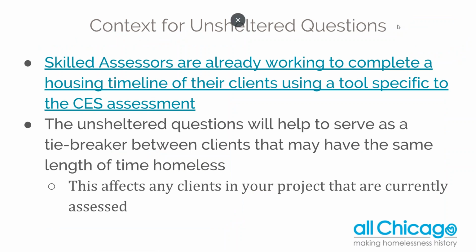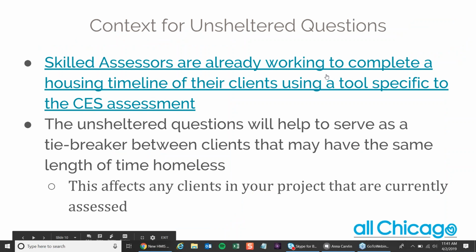And so right now, skilled assessors are currently at work to complete a housing timeline of their clients using a tool that's specific to the coordinated entry assessment. I believe that some folks may have already seen the video that all skilled assessors were required to watch. For all those clients that currently have an assessment, we're looking through the highest priority population, or rather the folks that would likely be the most highly prioritized. We are going through that list of clients and getting this further information so that we have a full timeline and a full data set, to find out how long a client was indeed homeless.